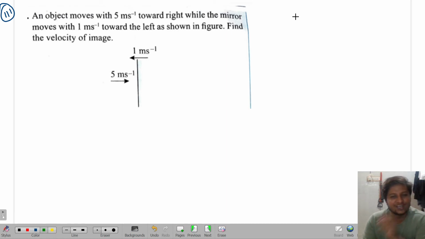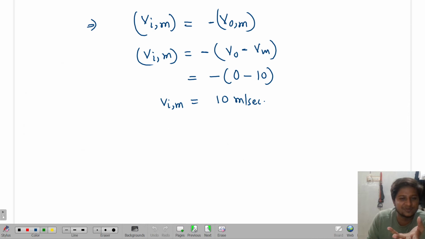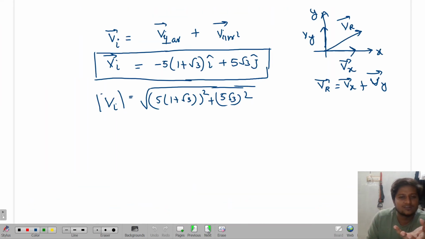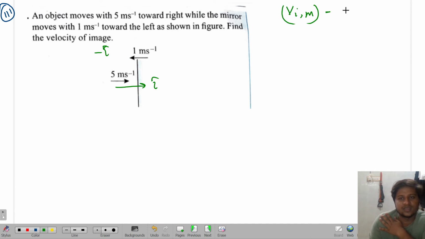That is why I told you that JEE Mains is a different thing. It is a basic question. We solved this kind of bigger question, but in this basic question, we missed one concept. You have to take the mirror's velocity as negative velocity because it is going towards minus of I cap, and the object as plus of I cap. That is the biggest mistake you guys made. So, the relation: velocity of image with respect to mirror is nothing but negative of velocity of object with respect to mirror.